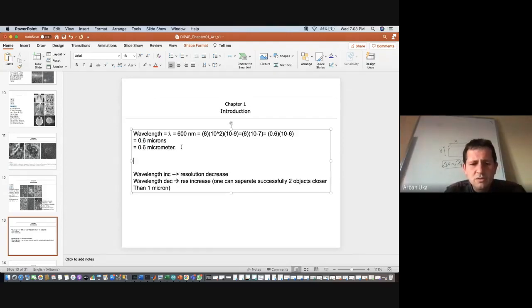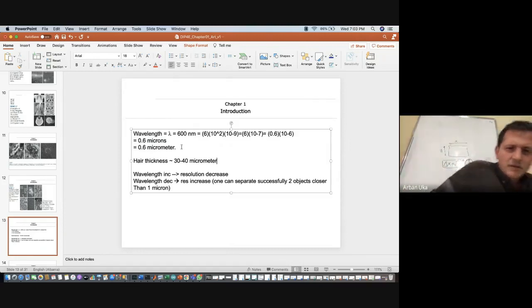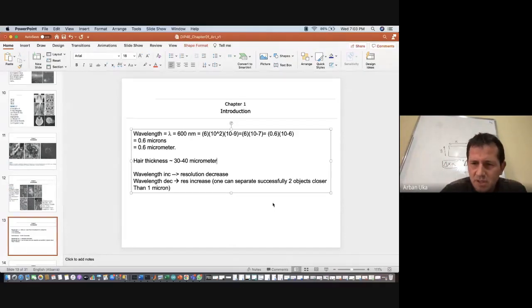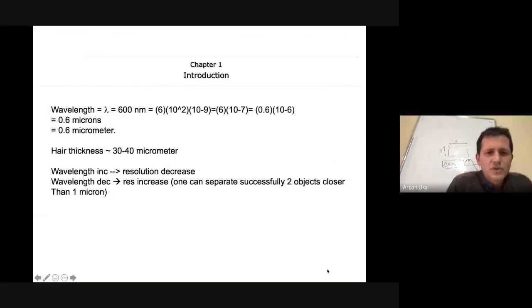Now, this corresponds to a hair thickness. Someone who has good hair, this is approximately 30 to 40 micrometers. So this is how thick a hair is. That means that it's very easy with an optical microscope to observe the hair thickness. Now it's getting darker. Okay, sorry for this little mistake. Let's continue again. Yes, this is the resolution which we should obtain.